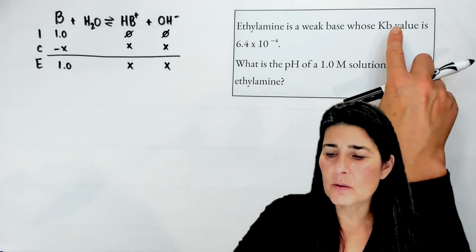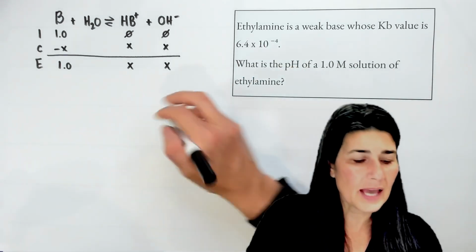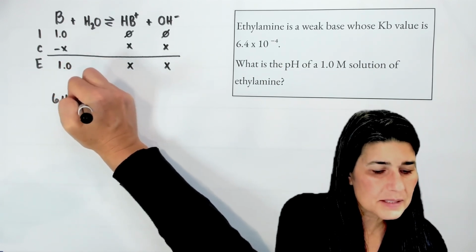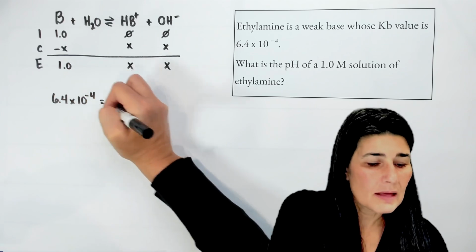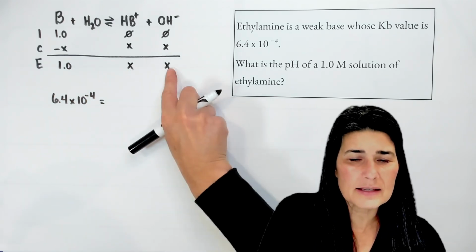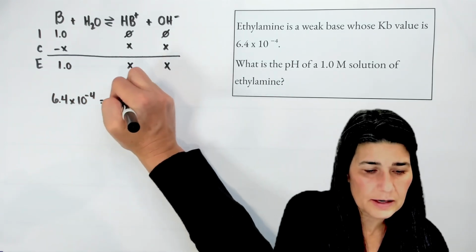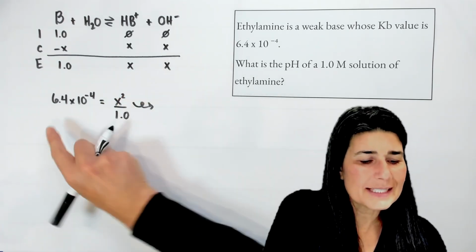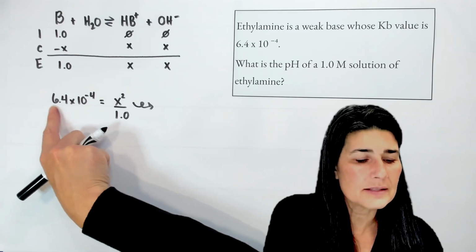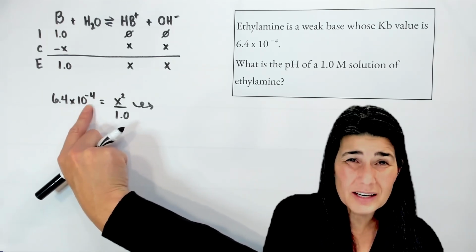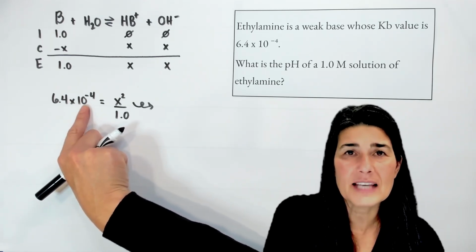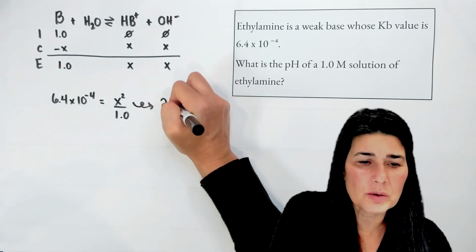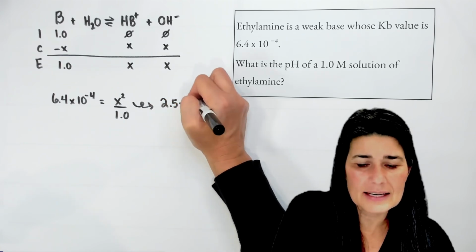We're going to ICE it with a Kb. We have a Kb. That Kb is 6.4 times 10 to the minus 4. That value equals X times X, X squared, all over 1.0. So if we take the square root of 6.4 times 10 to the minus 4, we get something along the lines of 10 to the minus 2. And in fact, we get X equal to 2.5 times 10 to the minus 2.